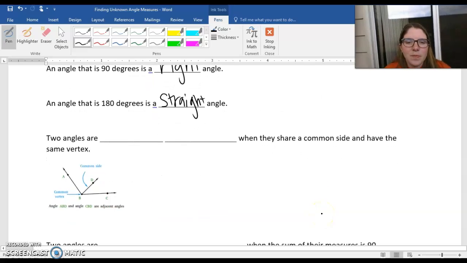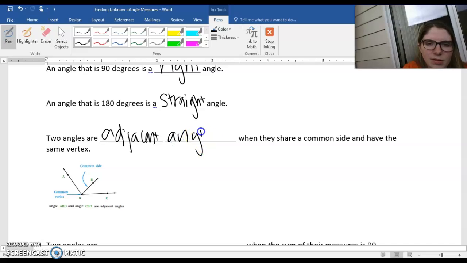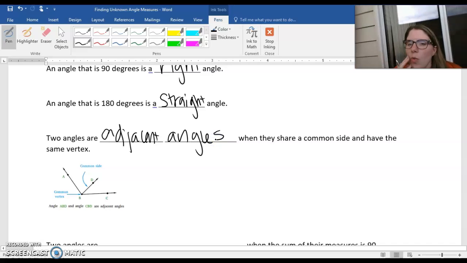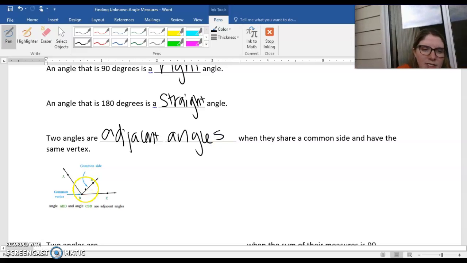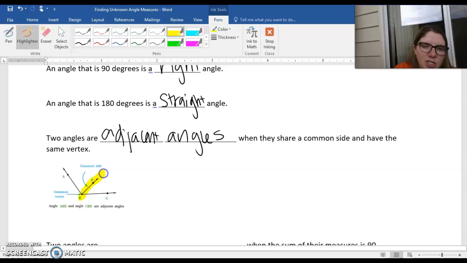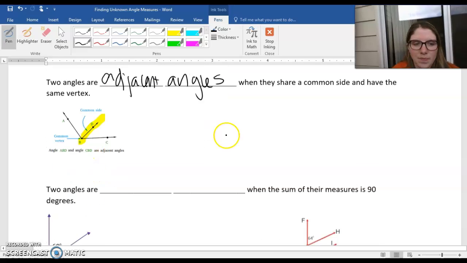Two angles that are adjacent angles: two angles are adjacent angles when they share a common side and have the same vertex. So if you notice this, let me get out my highlighter, this has the same vertex and then they share a side. That would be an adjacent angle.